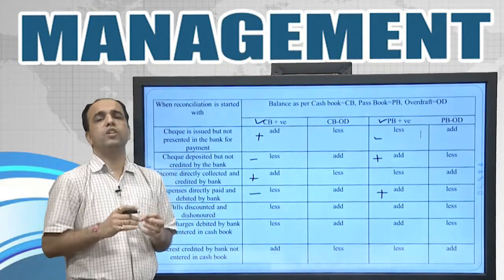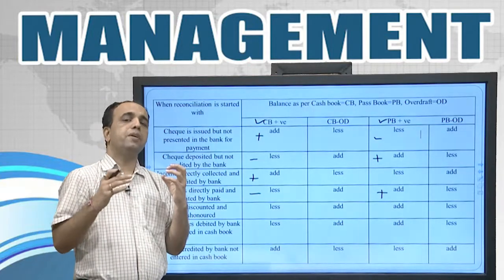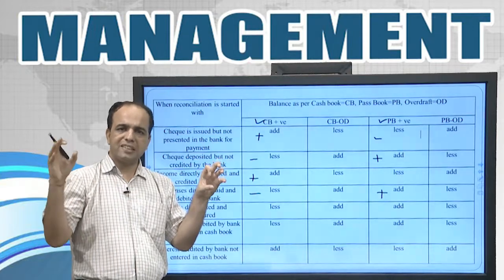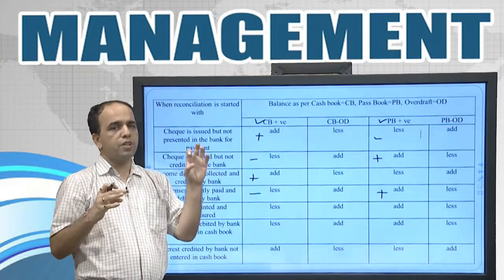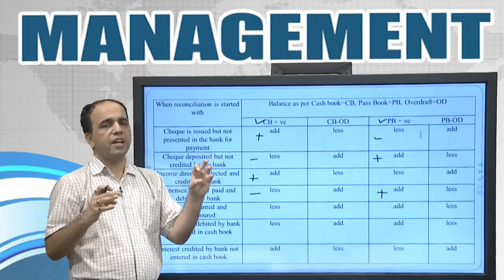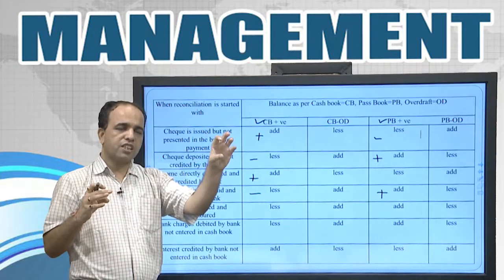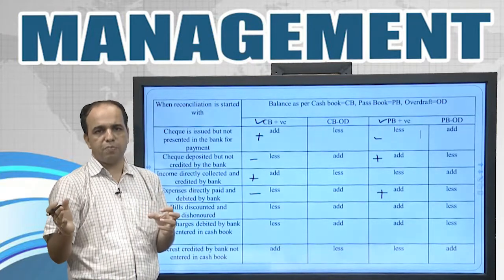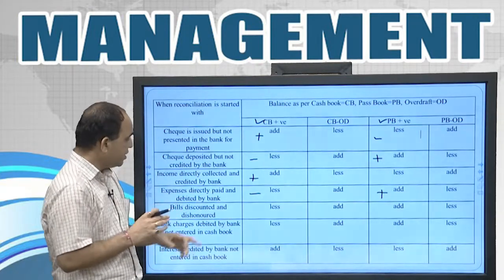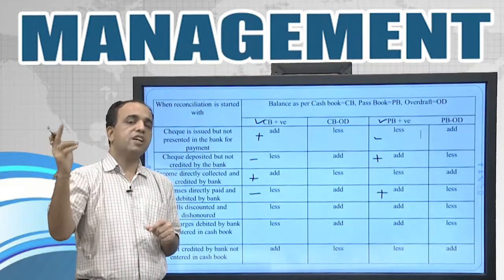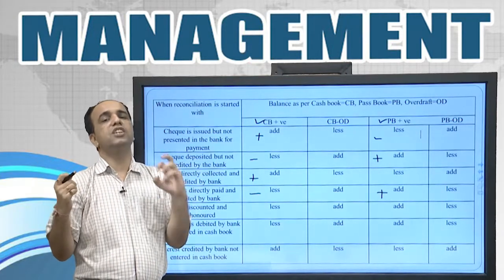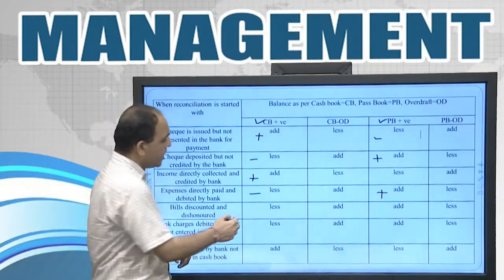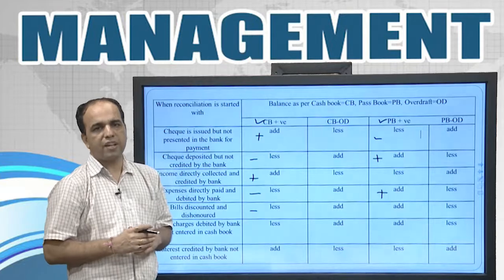Bills discounted and dishonored. Friends, later on you are going to learn one more chapter in detail, bills of exchange. In bills of exchange, generally A draws a bill, B signs it and returns it to A. If A wants to dispose of the bill, he can discount it with the bank. If such bills are discounted and after the maturity period it is dishonored, then the bank immediately gives the effect. But we do not know that after 3 months whatever bill was presented was dishonored. So, to reconcile it, we have to deduct it from our bank cash book.